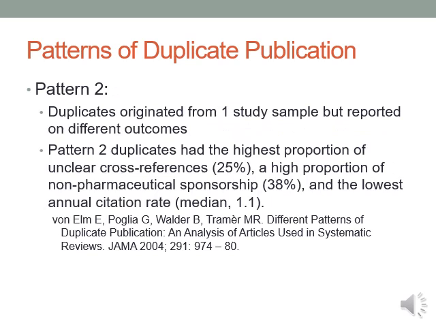As regards pattern 2, duplicates originated from one study sample but reported on different outcomes. So we had one sample, okay, then we are taking this sample and dividing the outcome of this sample into different parts, and each part will be in a separate publication.